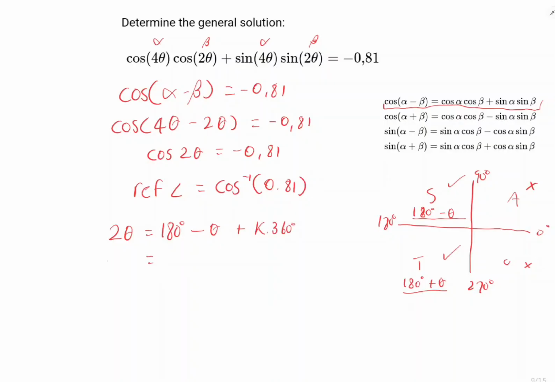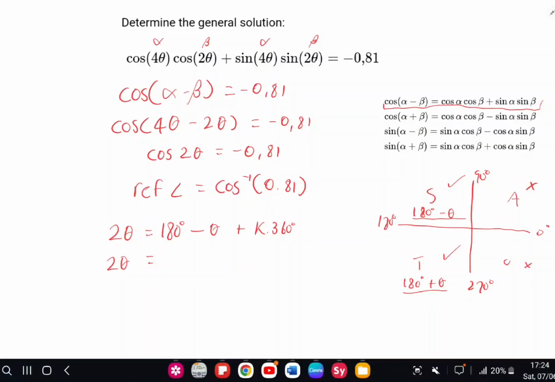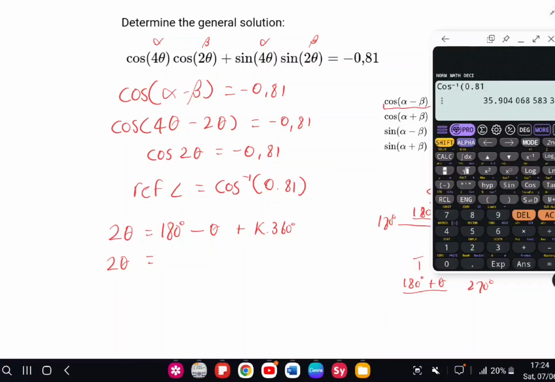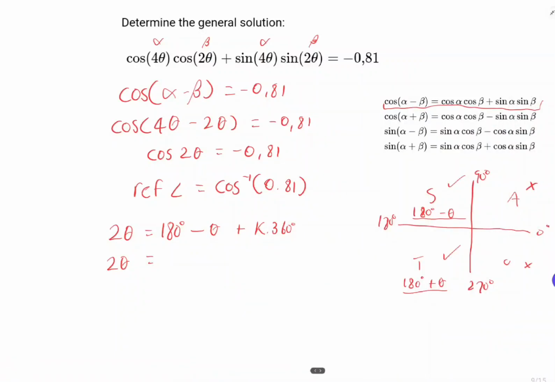So now, going back to our calculator, I'm using 2 calculators over here, so I'm just going to say 180 minus this angle that we got over here, which is the reference angle. So minus shift cos 0.81. We're going to get 144.09593. Don't round it off yet.